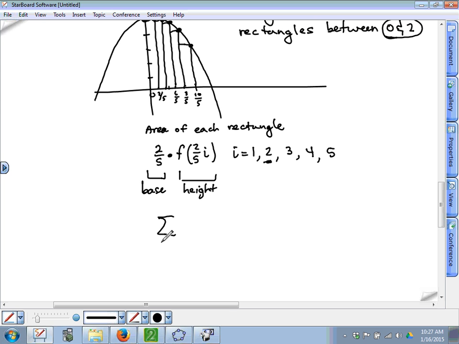Yeah. So, to approximate the area, we could do the summation from i equals 1 to 5 of 2/5 times f of 2i over 5. Well, you don't plug 2i over 5 into the equation. You have to replace i with its value first. Yeah, into the function. This will give you the base. This will give you the height. And together. Okay. And then we have to do that 5 times for each particular rectangle. And once we do that, that'll approximate. Yeah? You still with me?